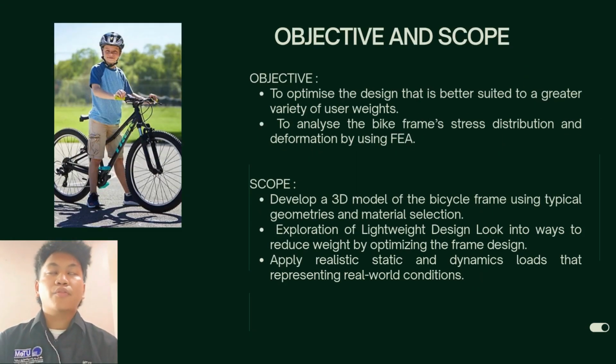So next for my turn, by the way, my name is Muhammad Danish Hazim bin Adnan. My matric number is B09221040. So I will continue with the objective and scope.